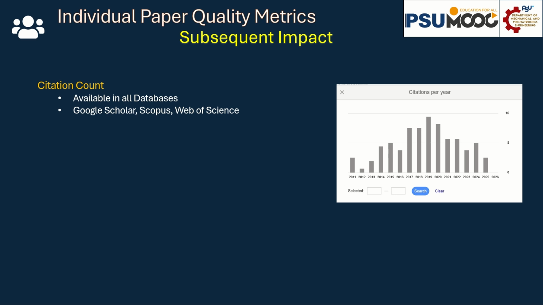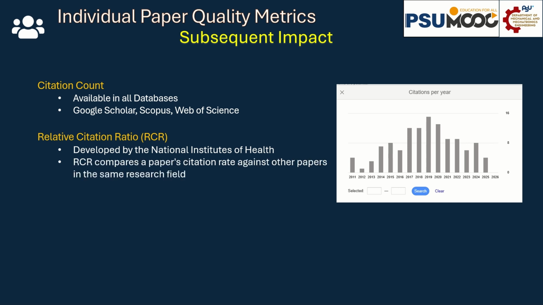To fix this flaw, the scientific community developed normalized metrics. The first of these is the relative citation ratio developed by the National Institutes of Health. The RCR compares an individual paper's citation rate directly against other papers within the exact same research field. It uses a very clean, intuitive scale where a score of 1 represents the exact field average. If you find a paper with an RCR of 2, it means it is performing at twice the field average, a clear indicator of high quality.